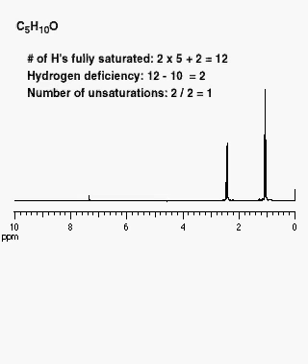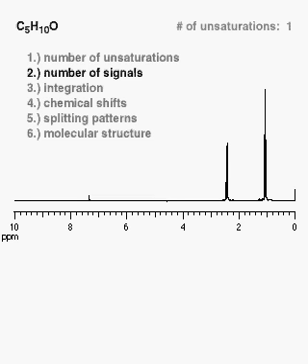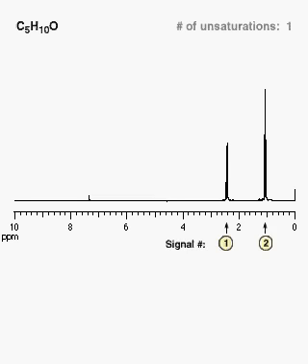From the molecular formula, we calculate that the molecule contains one unsaturation. Two signals are present, indicating two sets of equivalent hydrogens in the molecule. There are additional peaks in the spectrum which do not belong to the sample.